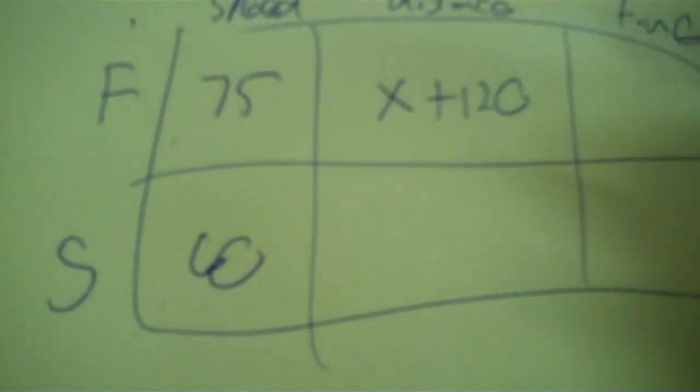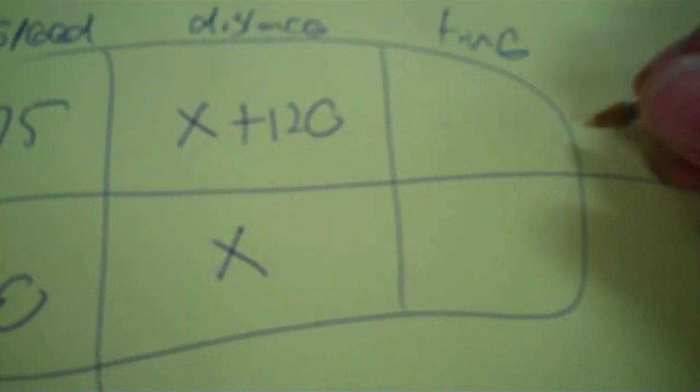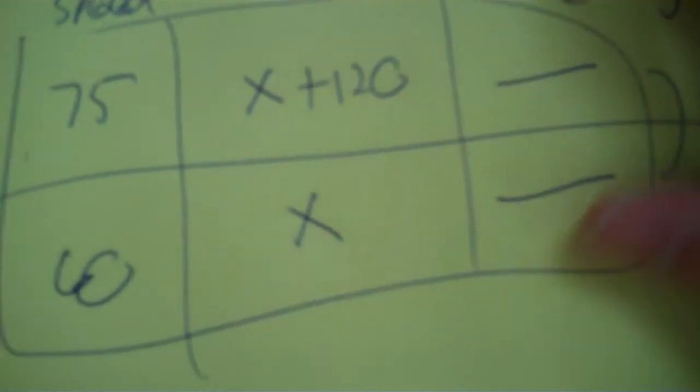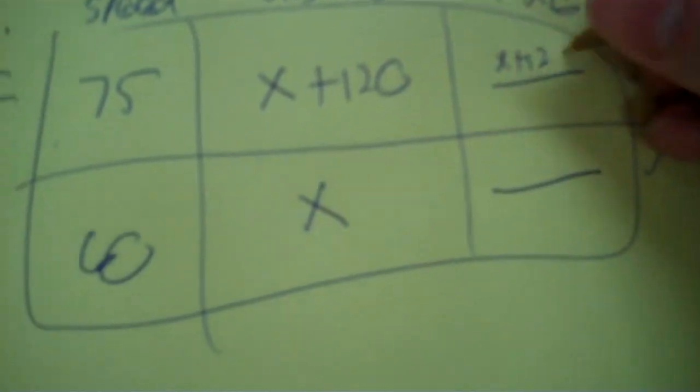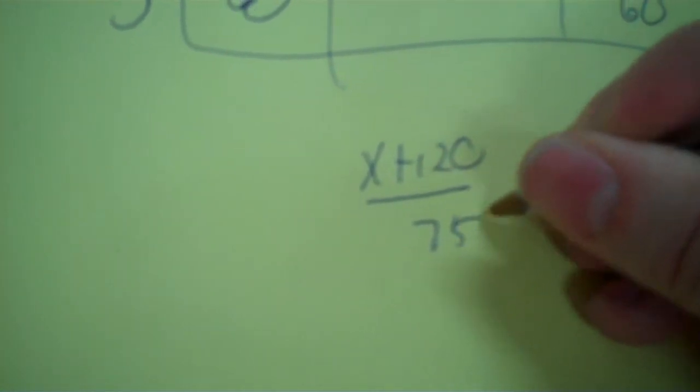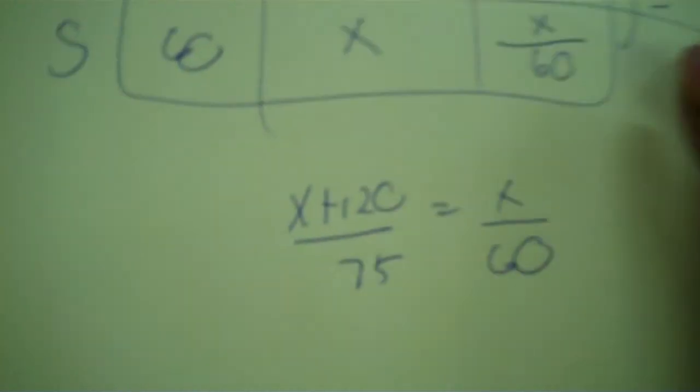Distance traveled is all about the miles. Well, that's the answer to the problem down here. But we know that one car went 120 miles further than the other. So plus 120, X, X. Times are equal. Time is distance divided by speed. Distance X plus 120, speed 75. Distance is X, speed 60. X plus 120 over 75 equals X over 60.